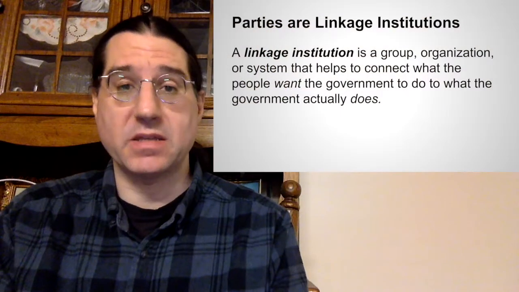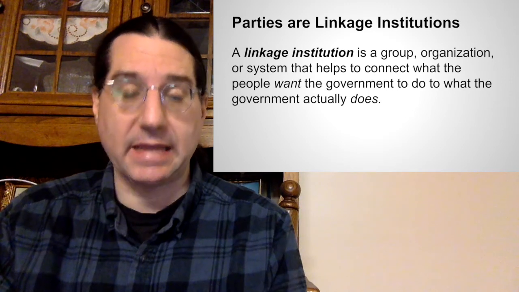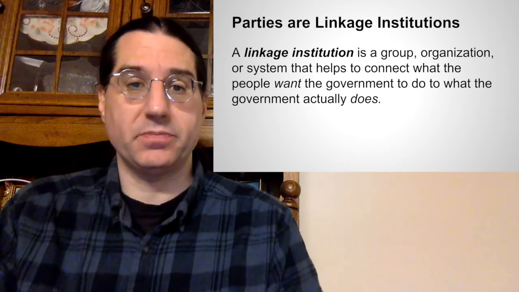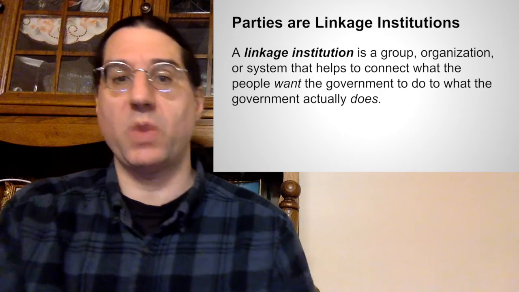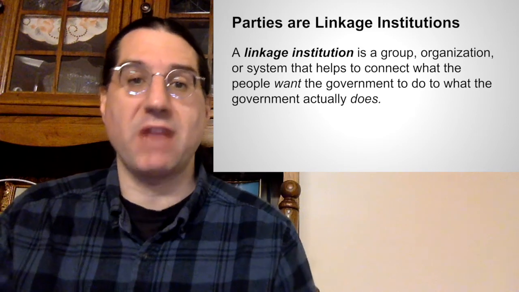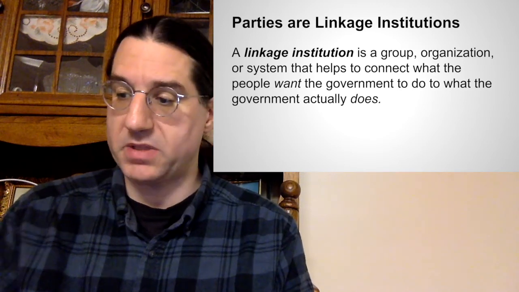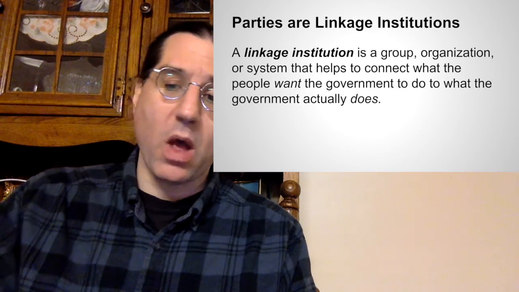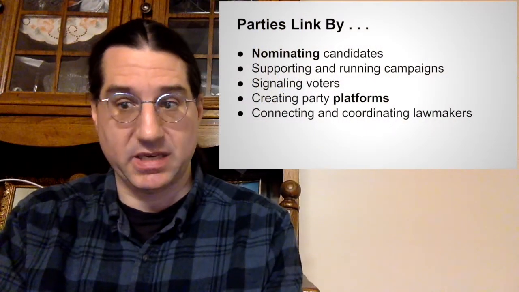Now, in all 3 senses, parties help fulfill a role that's called the linkage institution. A linkage institution is any system, group of people, organization that helps connect what the people want to what the government does. That's why it's called a linkage institution. It creates a link or a connection. Parties are not the only linkage institution, but they are one of the important ones. Now, how parties accomplish this linkage is complicated. There's a bunch of different ways that it happens, and we'll be talking about a bunch of them over the course of this series, not just this one video, but the entire series.